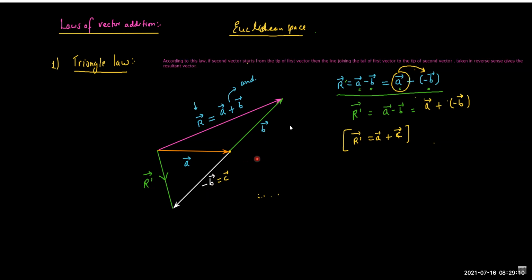Is this clear? You have to only stick to the definition. You're not supposed to create your own definition. Whatever the definition says, you have to follow it. So what does the triangle law say? If we have two vectors A and B, and you want to find the resultant of the two vectors, what will you do? You will draw the first vector, and then from the tip of the first, you draw the second vector. Then you join the line from the tail of the first to the tip of the second, and that will give you the resultant.